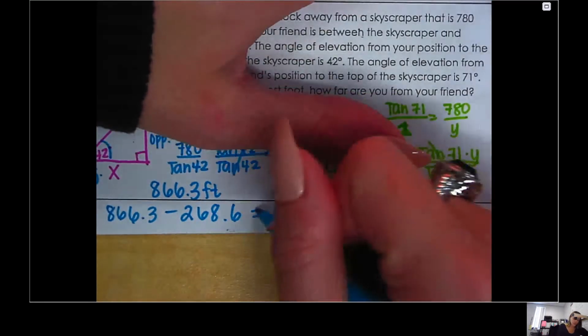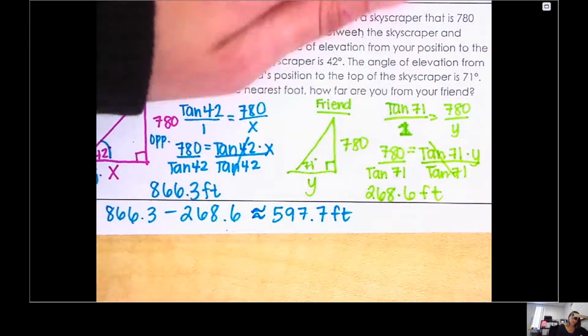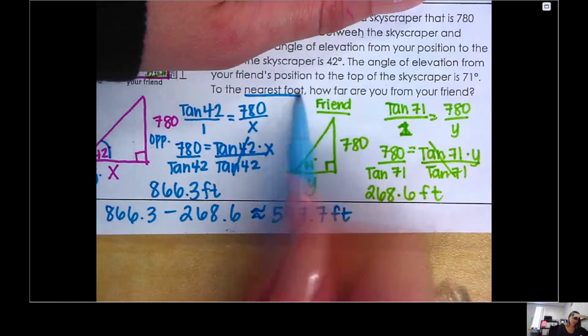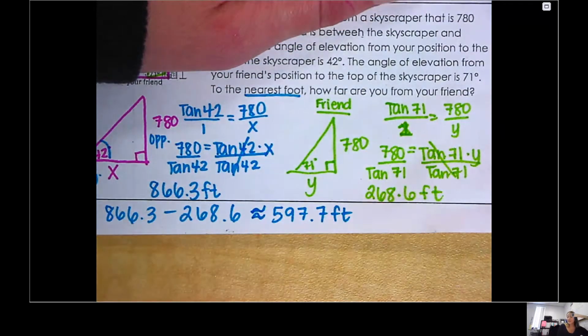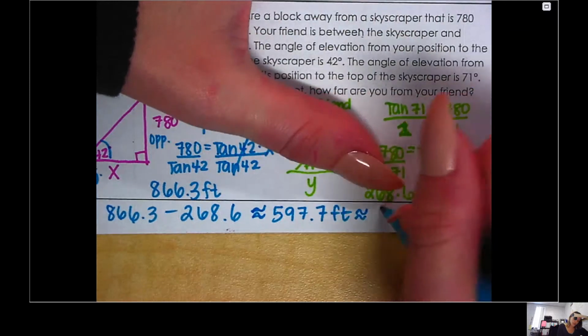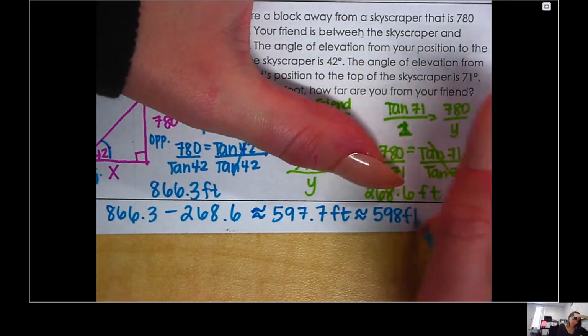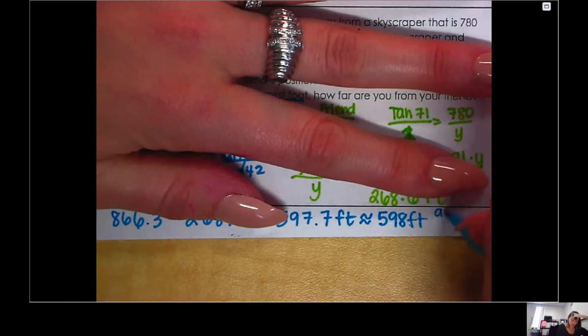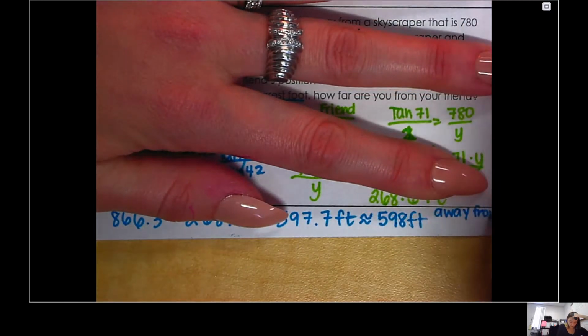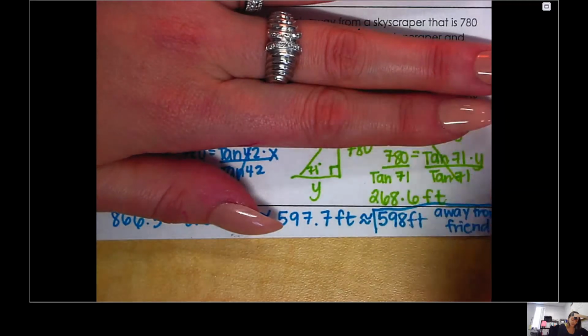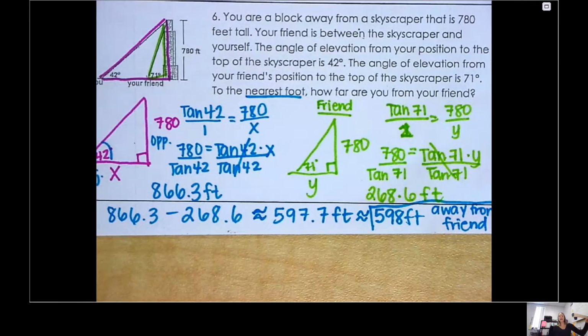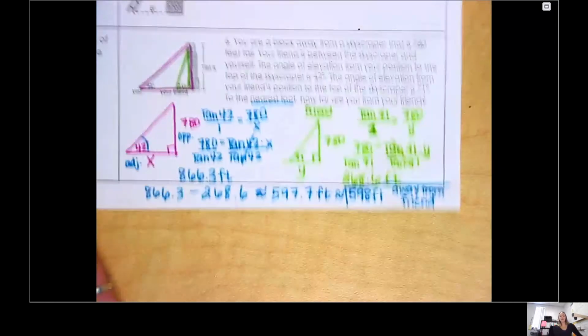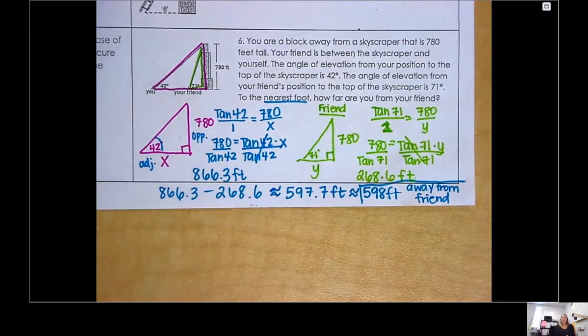Yes, my dear. Oh, it does say to the nearest foot. Thank you. Look at that. So nearest foot would be what? 598 feet. Nice catch. And I'm going to write away from friend. Oh, I really had to squish that. Okay. Again, I only put that because these are your notes and I want you to have something. Nice catch.